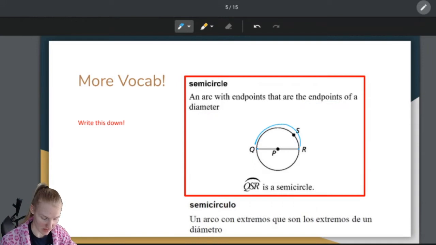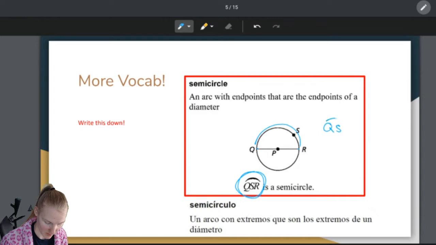And that's how we name arcs, by the way. This right here is how we name arcs. I could say QS if I just wanted to talk about this section right here. If I want to talk about the whole semicircle, I would say QSR.